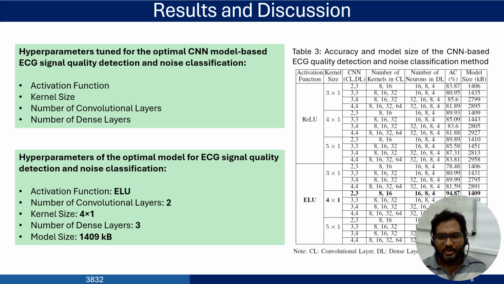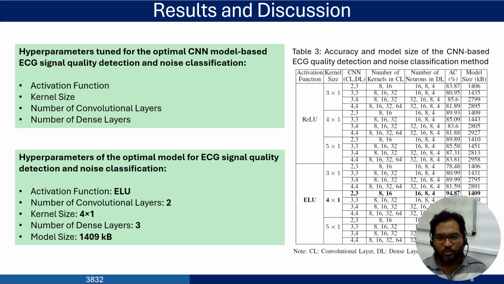Table 3 presents the accuracy of the proposed method for ReLU based and ALU based models for different kernel sizes, and the model architectures of 2 convolution layers with 3 dense layers, 3 convolution layers with 3 dense layers, 3 convolution layers with 4 dense layers, and 4 convolution and 4 dense layers.